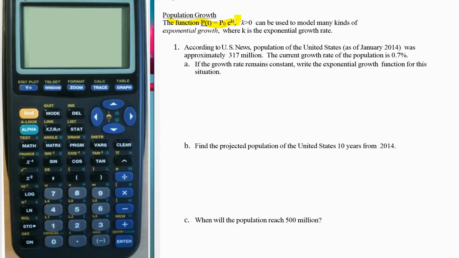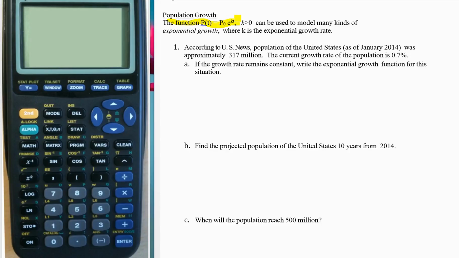But if you let that population be your money, then this would be the exact same thing as continually compounded interest. We're just using slightly different letters. So instead of an interest rate R, we're using K, which is called the exponential growth rate. And we'll use that as a decimal again. But it's exactly what you've done.